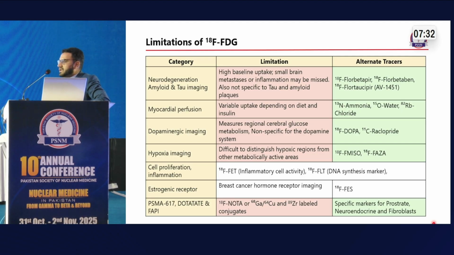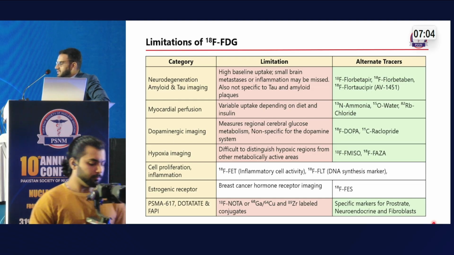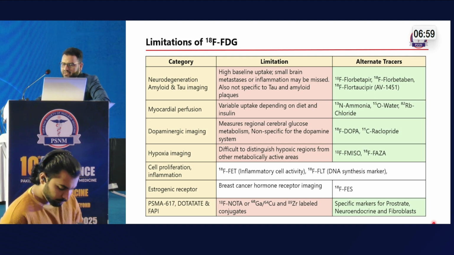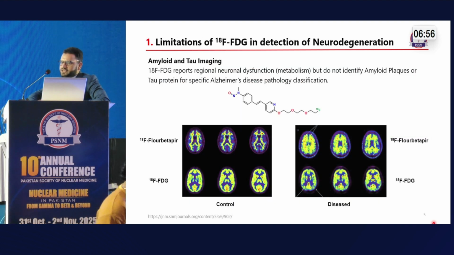Myocardial perfusion cannot be well explained with FDG, so we are dependent to have the other ammonia, oxygen-15, or rubidium for these studies. Dopaminergic systems, because we know the FDG, it only gives the cerebral metabolism, but it's not a distinctive marker for dopaminergic systems. So these systems cannot be mapped with FDG. Likewise, hypoxia imaging, cell proliferation, estrogenic receptors, PSMA, dotatate, all these tracers cannot be well explained with FDG.